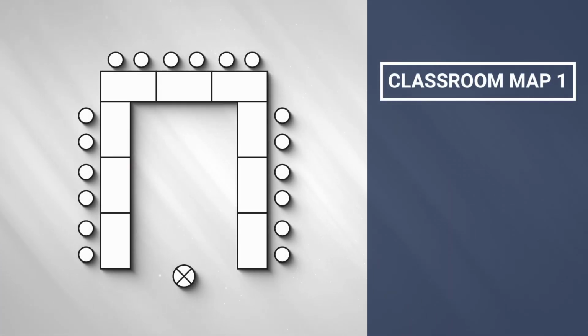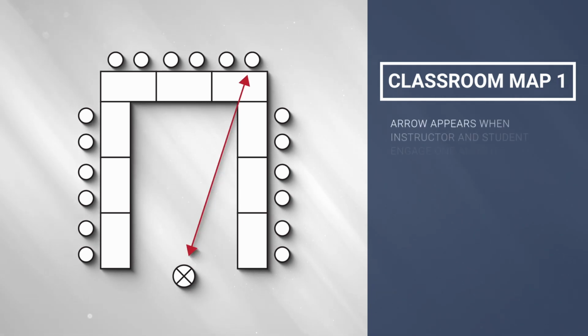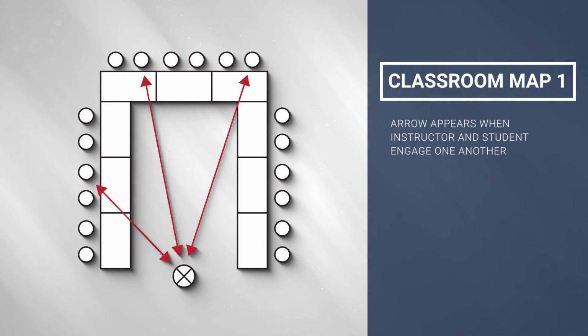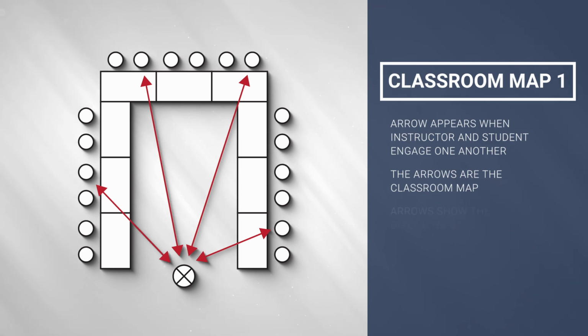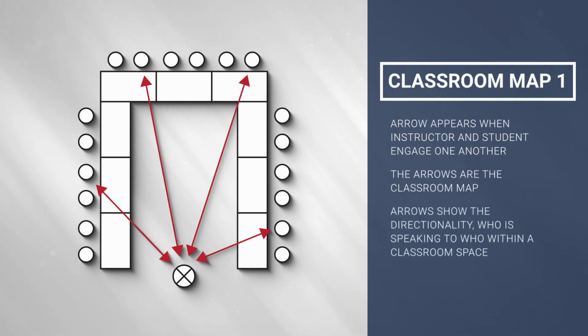So here's our classroom. Let me start with a simple demonstration of what a classroom map can show you. What you're seeing now is our classroom. Those are the students, and this is the furniture. So imagine that this is the instructor, and the instructor is now going to engage the students in a class discussion. Every time the instructor speaks, you'll see an arrow appear between the instructor and a student who responds to that prompt. The arrows are the classroom map. They're showing the directionality, who's speaking to whom, within a particular classroom space.